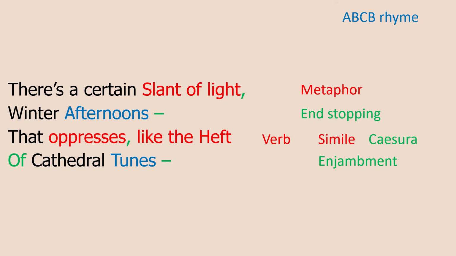Now we get a bit of enjambment, like the heft of cathedral tunes. In theory that should all be one line because it's one idea, but by splitting it over 2 lines, the technique is enjambment, and it kind of speeds up the poem a little bit. And this is purely my own interpretation, but I think the combination of the caesura and the end stopping, which slows the poem down and creates quite a disjointed effect, alongside a little bit of enjambment that speeds it up, creates quite a confusing effect, and which I think reflects the fact that thoughts of death confuse the persona.